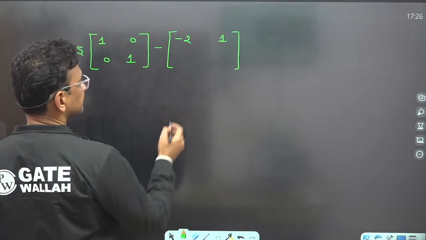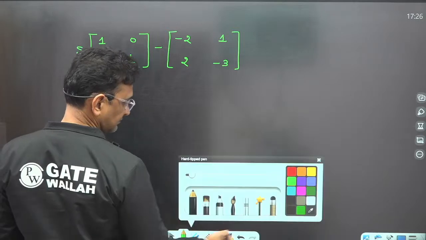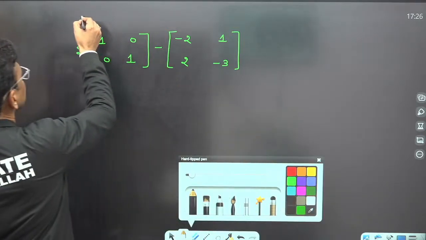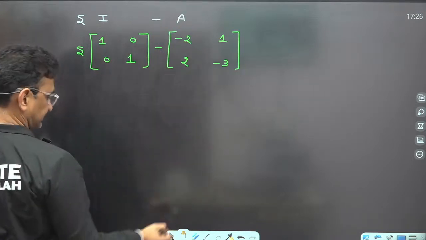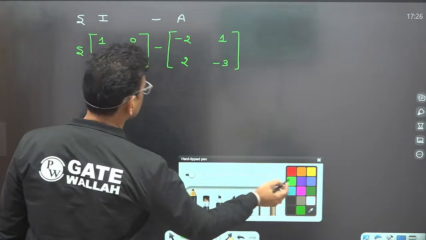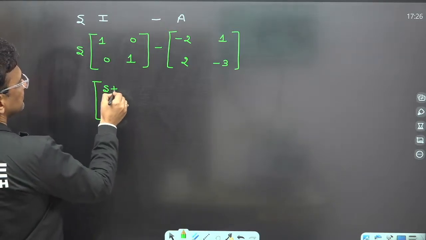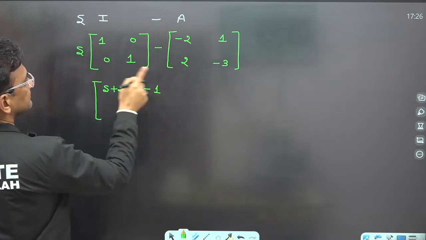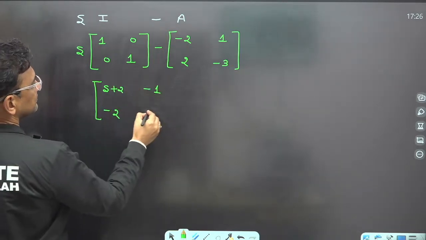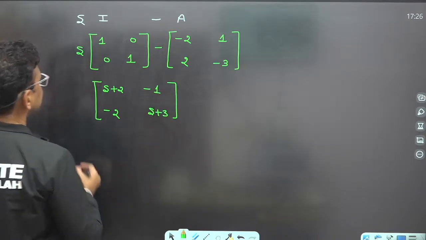2 minus 3. This is sI minus A. So it becomes s plus 2, minus 1, minus 2, s plus 3. This is my sI minus A matrix.